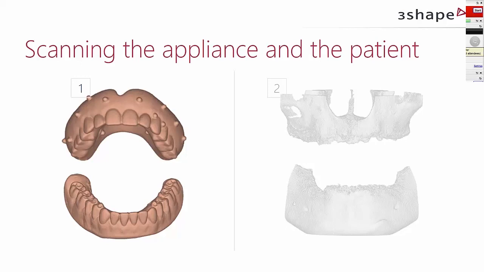Then we can go ahead and scan the denture when we've checked off those things. As soon as we have that, we should always verify the quality of the scan. Do we see the markers? Do we see the outline of the denture clearly? And do we see any scatter? If all of that is good, then we can move on and scan the patient.